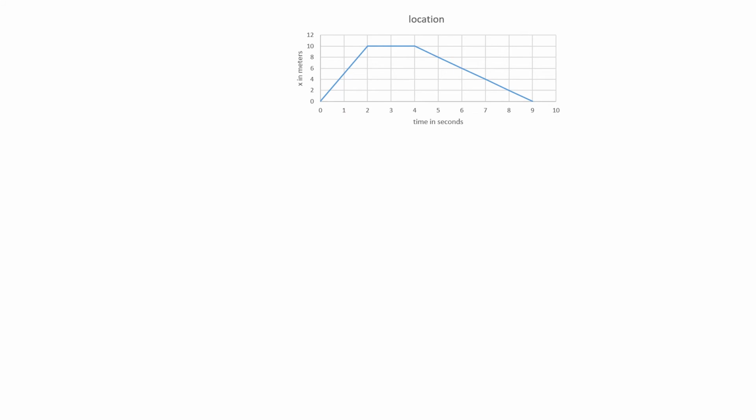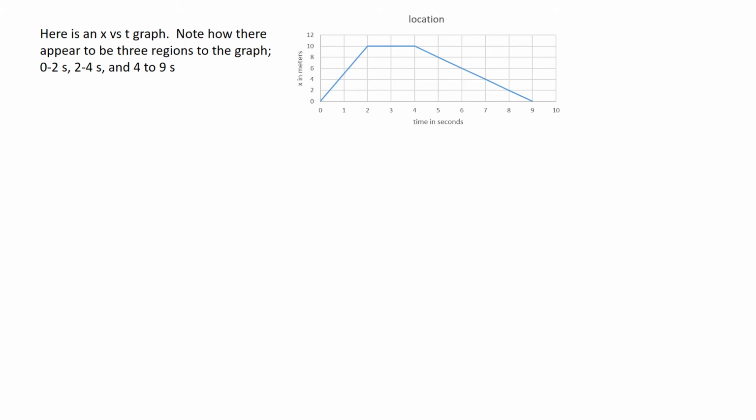So here's a graph of position versus time. Notice that there seems to be three regions in the graph. I have something happening between 0 and 2 seconds, and then from 2 to 4 seconds, and then from 4 to 9 seconds. If I had to tell you what was happening here, it looks like I start at the origin. I am walking forward for the first 2 seconds. I am then standing still for the next 2 seconds, and then I'm walking backwards for the next 5 seconds.